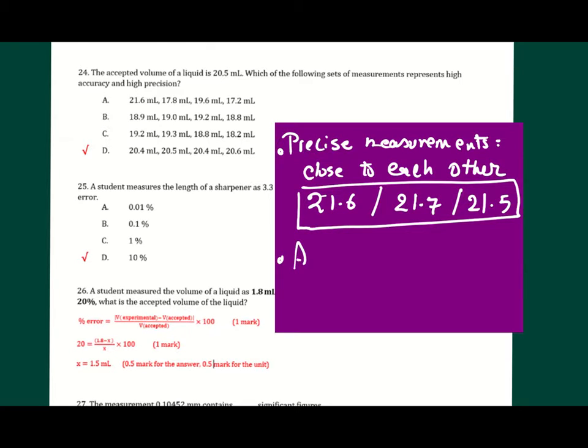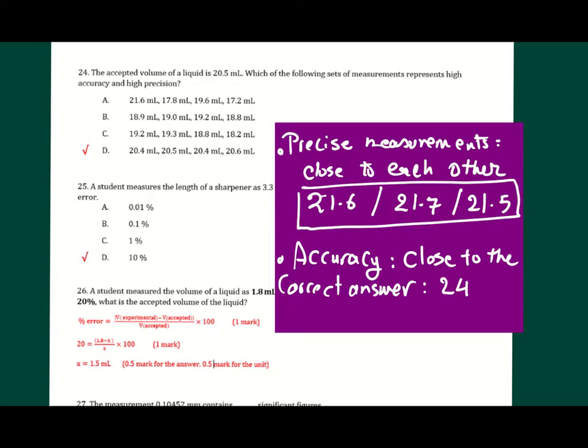What about accuracy? Accuracy is how much your answer is close to the correct answer. So if the correct answer was 24 and you have got those measurements when you make the experiment, it means your answer is precise but not accurate.